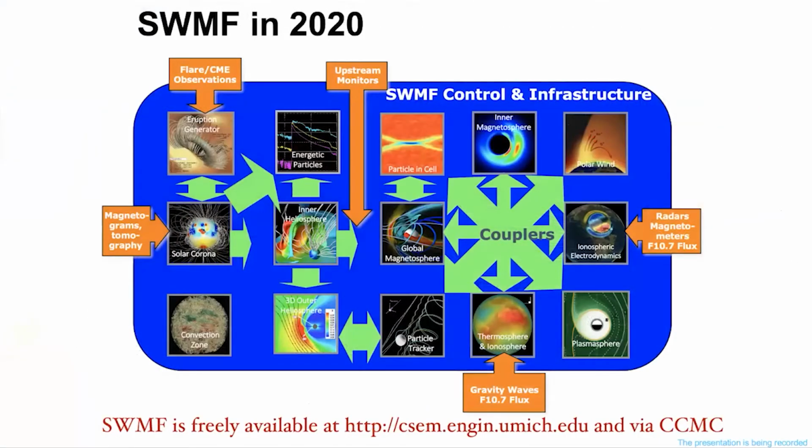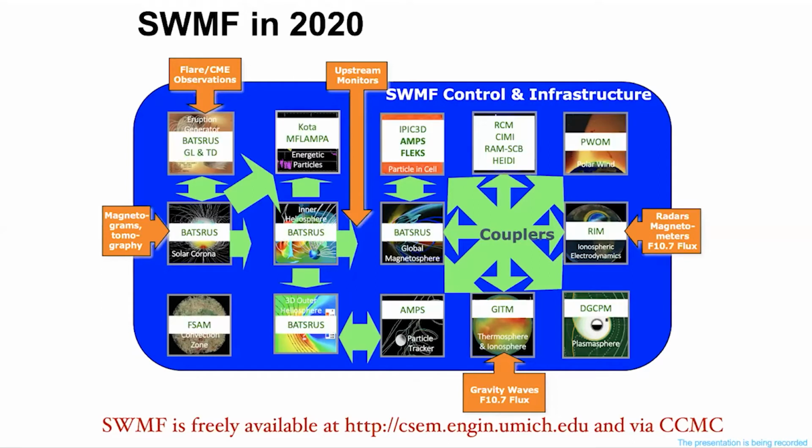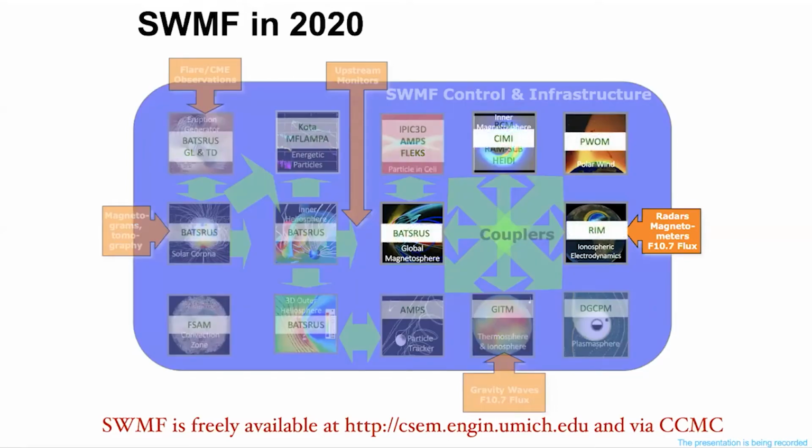Now, I want to transition from this introduction to talk about the modeling tools that I'm going to use in this study. I'm going to use the modeling tools developed at the University of Michigan, the Space Weather Modeling Framework. This is a very comprehensive system of models that goes all the way from the Sun to the Earth. What I'm going to use is a subset of these models that covers the part of the chain that I'm focused on in this talk. And in particular, I'm going to use this subset.